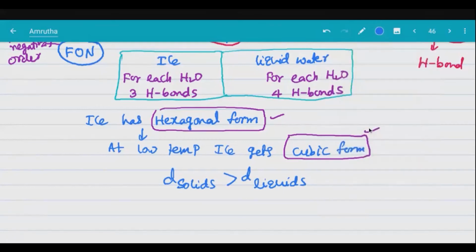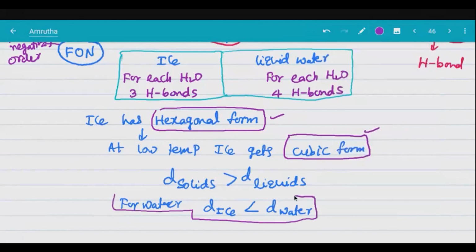But listen carefully. For water, density of ice is less than density of water. See, water is completely different. Usually solids are more denser, no? More mass is concentrated per unit volume. But see here, ice has less density. Look at this bonding, no? Ice has 3 hydrogen bonds only. Means per unit volume, if you compare, no, more empty spaces in ice. More empty spaces in ice.